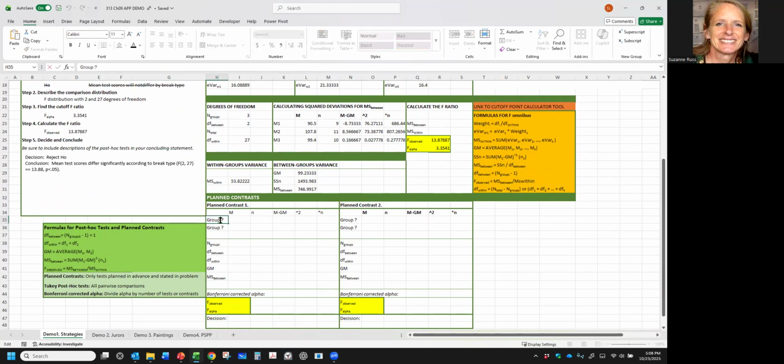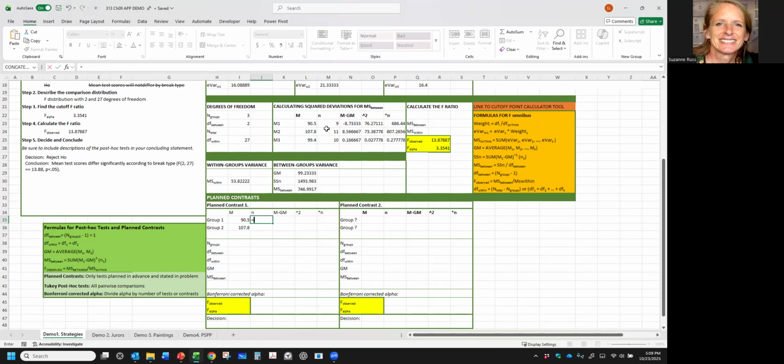The first thing we'll do is identify our groups. We're going to compare group 1 with group 2. Let's get the means. We have them right here. Here's the mean for group 1. I'll just hit enter. And here's the mean for group 2. We can also grab the n's. We're going to need them.